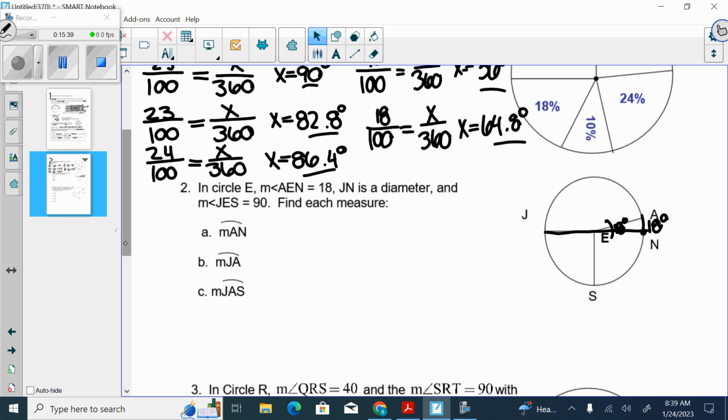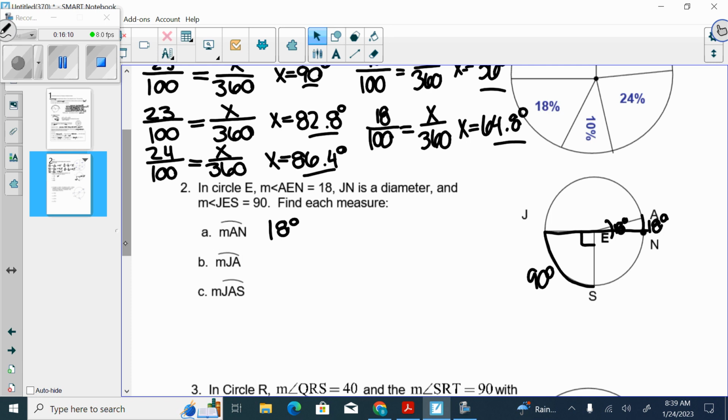All right, then it says that JN is a diameter, so this line is a diameter, meaning it splits it in half, right? Okay? And JES, the angle JES here, is 90 degrees. Well, if the angle JES is 90 degrees, how many degrees is arc JS? 90 degrees. Okay, so keeping that information in mind, they want the measure of these arcs. Well, AN, you guys already told me the measure of arc AN was 18 degrees. All right, it was the same as its central angle.